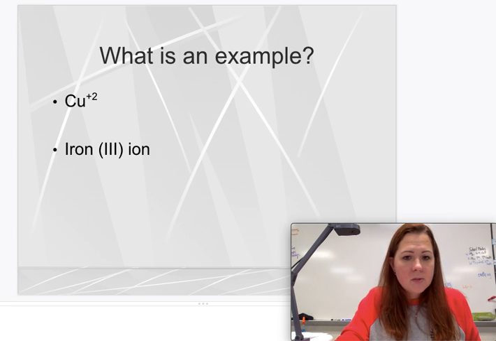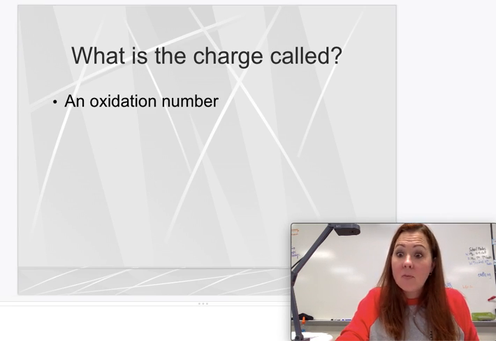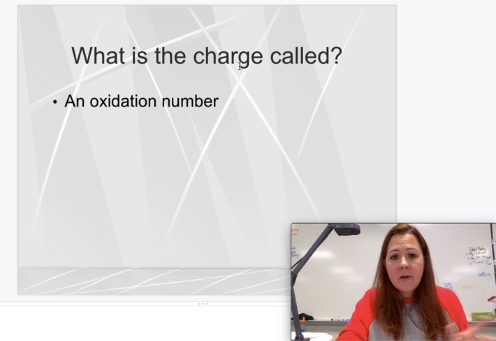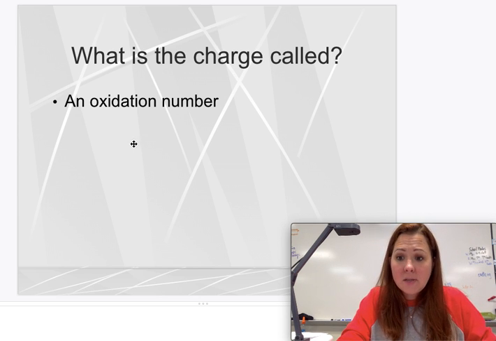All right, one more slide here. Oh, this was the last one. I've kind of said this over and over, but the charge, the plus 2, plus 3, plus 1, even if it's negative, -1, -2, -3, those charges are all called oxidation numbers.